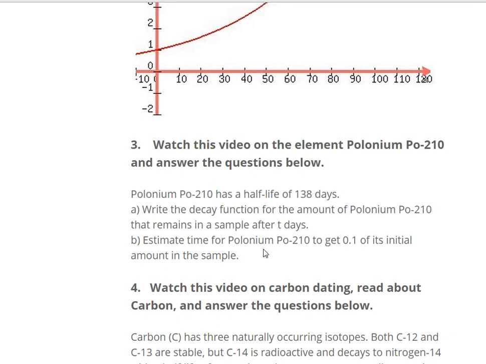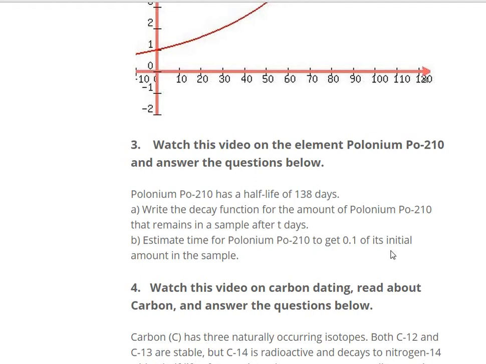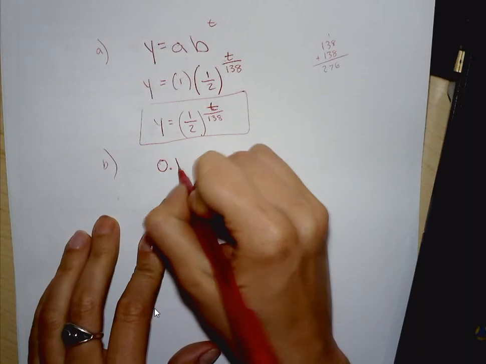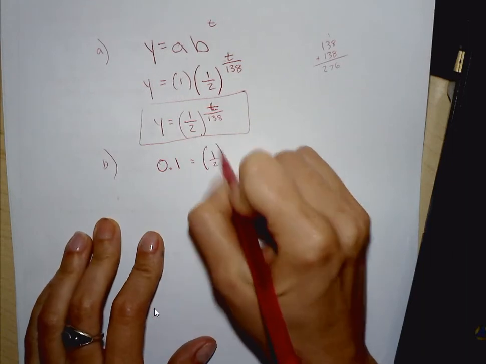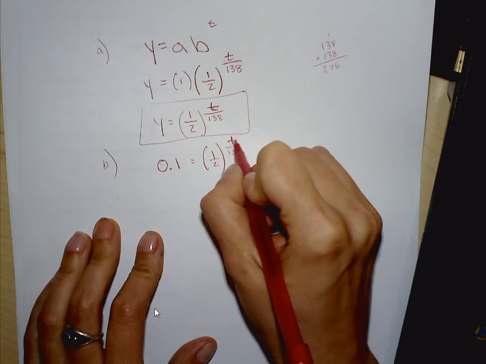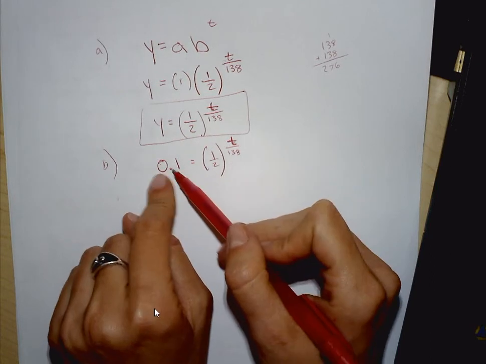Estimate the time for polonium to get 0.1 of its initial amount. Well, our initial amount we just said was 1. So 0.1 is the same thing as 10%. So 10% of 1 is 0.1. That means my y value is going to be 0.1 is equal to 1/2 to the t over 138. Now I can solve for time. How many days will it take for my sample to get to 0.1, so 10% of what it started with?